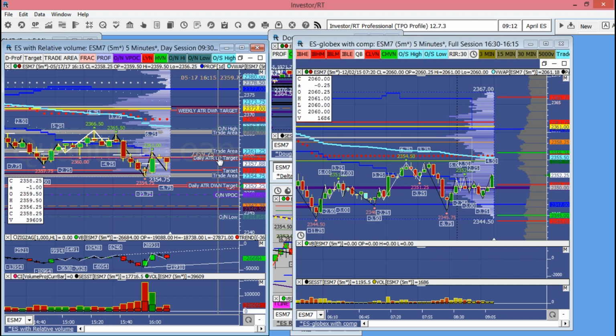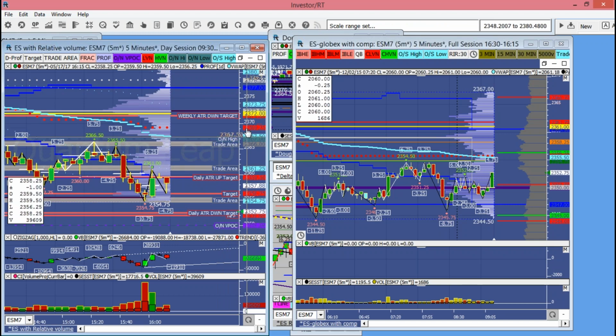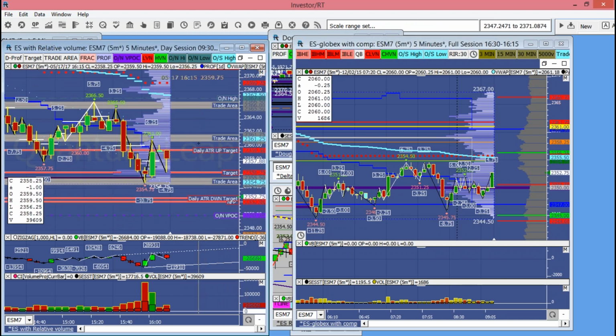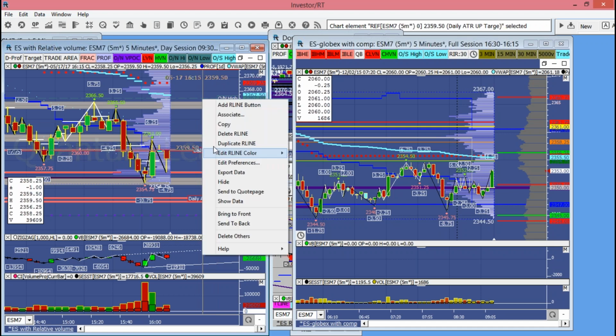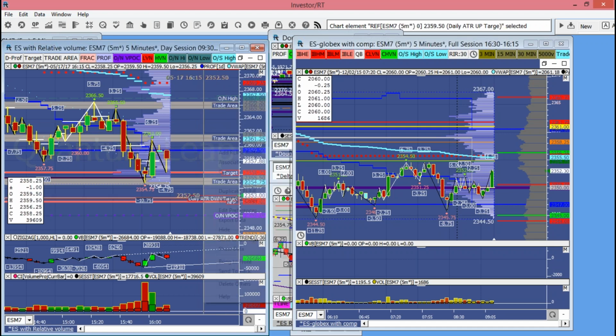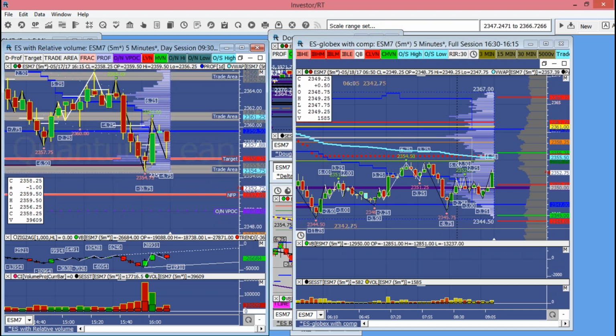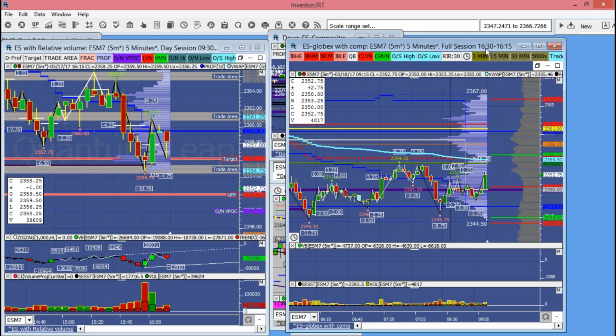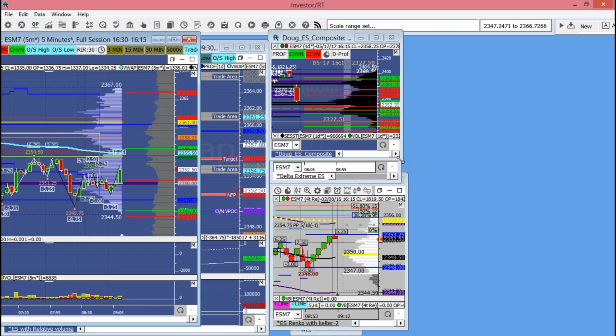We've already expanded our daily ATR to the downside, and our upside is within the range of the Globex. So we're getting expansion, so these daily ATR targets really don't mean much to us anymore. So I'm just going to take them right off the chart today, because they really don't do us any good. I don't need this, so I've gotten all the information I need from there.